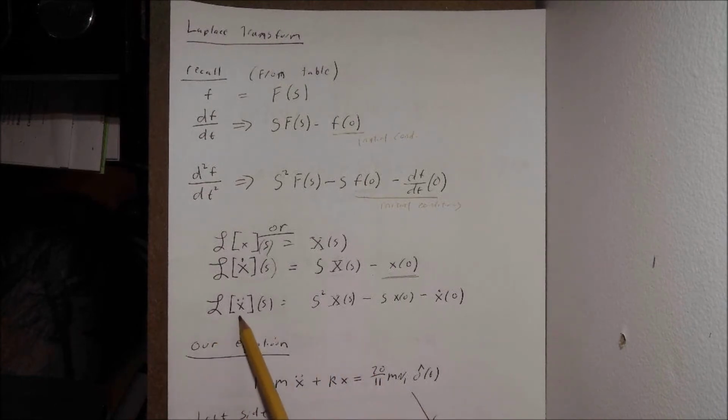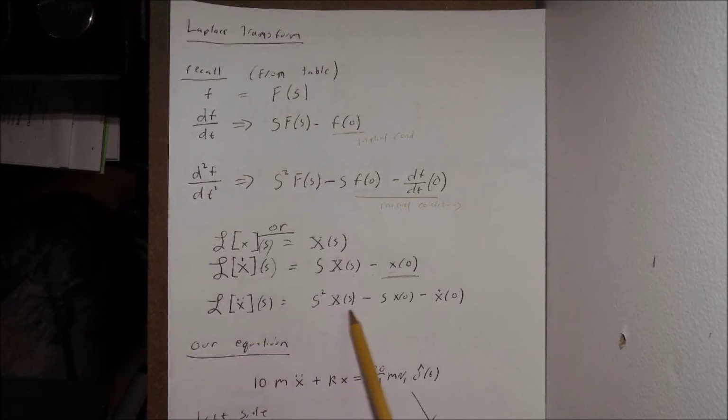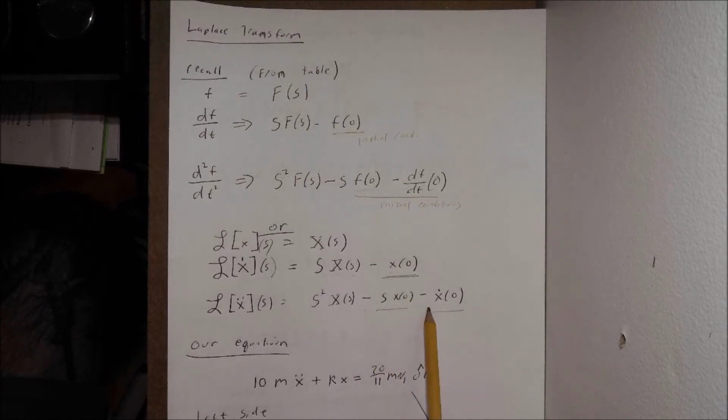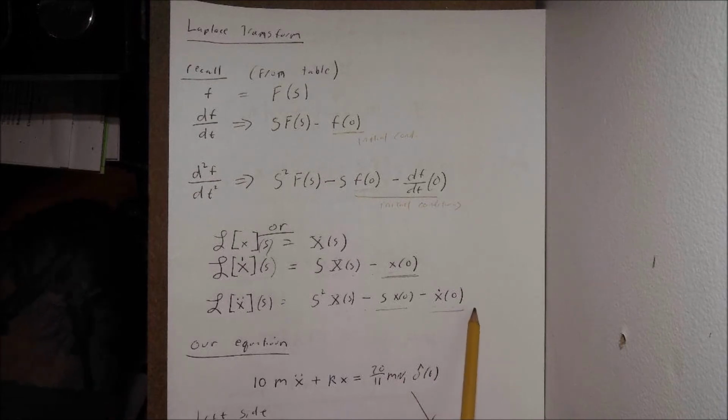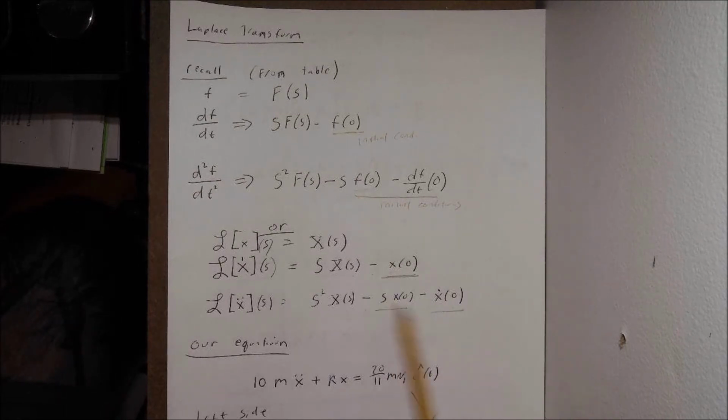If we take the Laplace of x double dot, our second time derivative of our function x, we end up with s squared times X of s minus our initial conditions, s times x naught minus x dot naught over here, where these are given to us in the problem statement. So we have values that we can plug in for these. Now we go back to that equation.